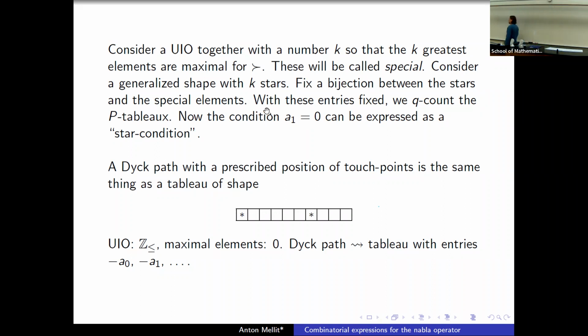The stars must always contain those special elements, but you are sometimes allowed to put some special element somewhere else. It would correspond to counting dict-paths where you say that a path must touch here and must touch here, but it can touch also somewhere else. So this is also allowed. These counting problems fit the picture.